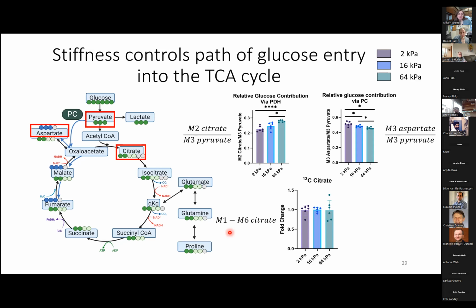I have a question. Yes. So looking at these ratios, and I guess I probably shouldn't be thinking about it this way, but if the ratio of M3 aspartate over M3 pyruvate is like 0.5, then does that mean that half of aspartate comes from labeled pyruvate?